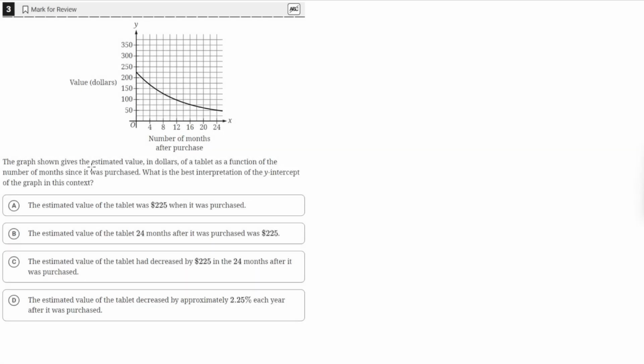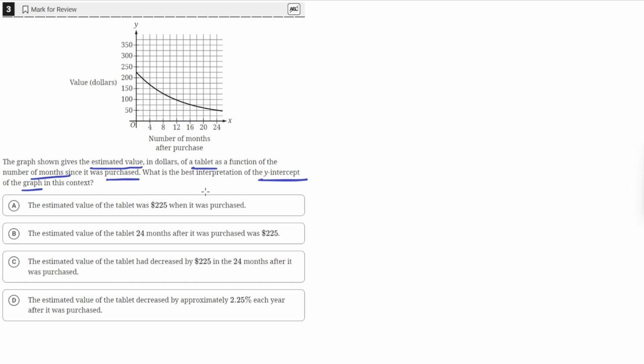The graph shows the estimated value in dollars of a tablet as a function of the number of months since it was purchased. What is the best interpretation of the y-intercept of the graph in this context? So we have this graph that shows the value in terms of the number of months after the purchase for a tablet, and it's this downward sloping curve here.